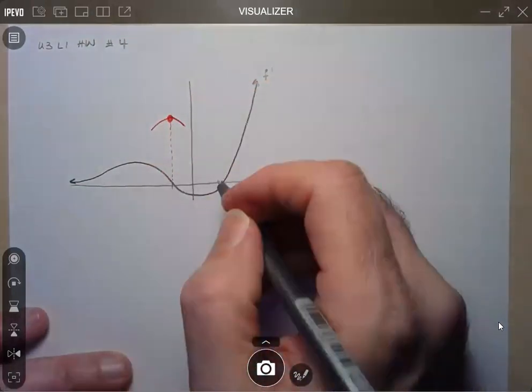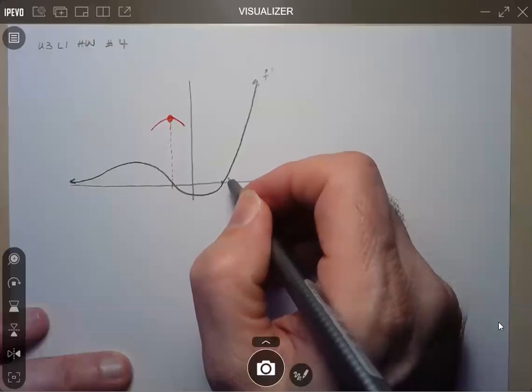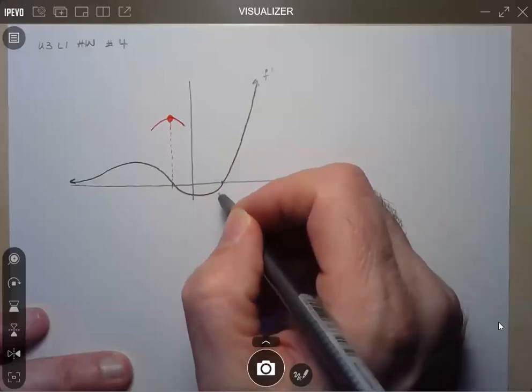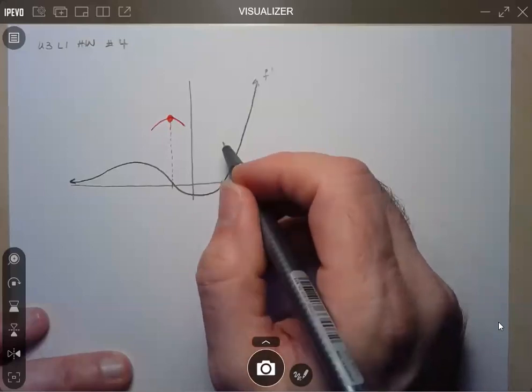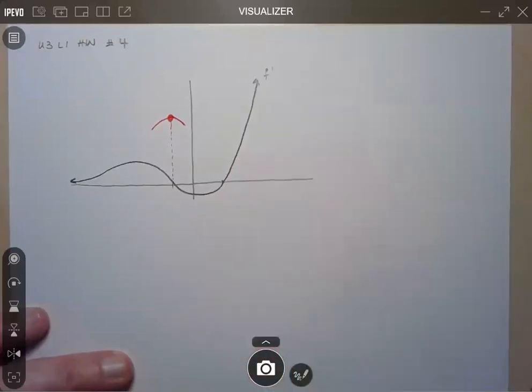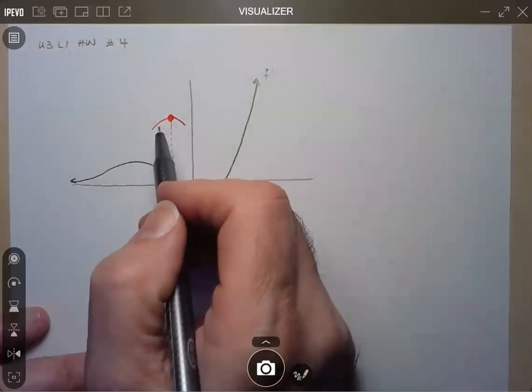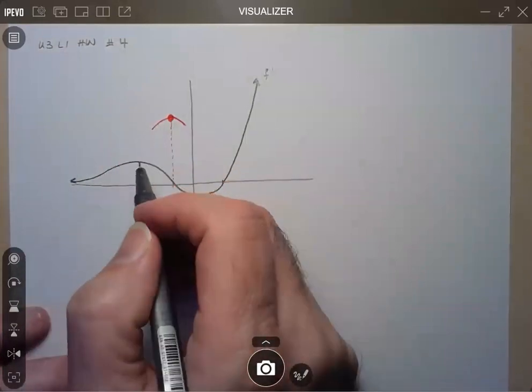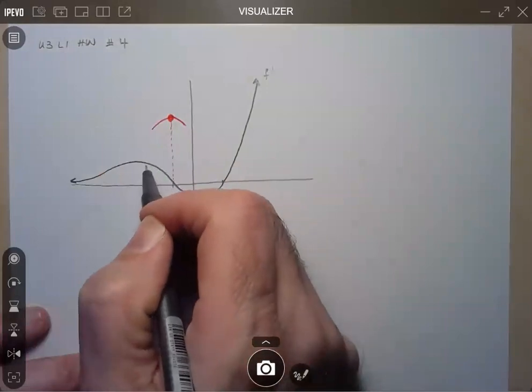And then similarly here, it's going from negative to positive, so it's going from decreasing to increasing, so there's going to be a local min at this x value. But for now, let me just see what's happening to the left here. I see that the derivative is always positive.